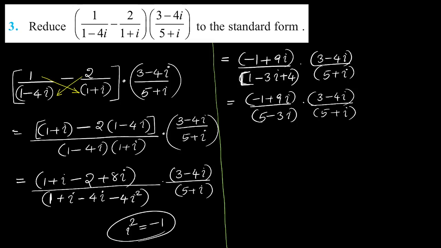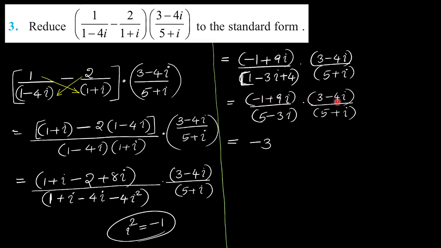So what will be the next step? I want to multiply these. Can I multiply numerators? Yes. I can open the numerator. So I am going to multiply the numerator: minus 1 plus 9i into 3 minus 4i, divided by, then I will multiply the denominator also. Let me multiply the numerator by opening the bracket. Minus 1 into 3 is minus 3.